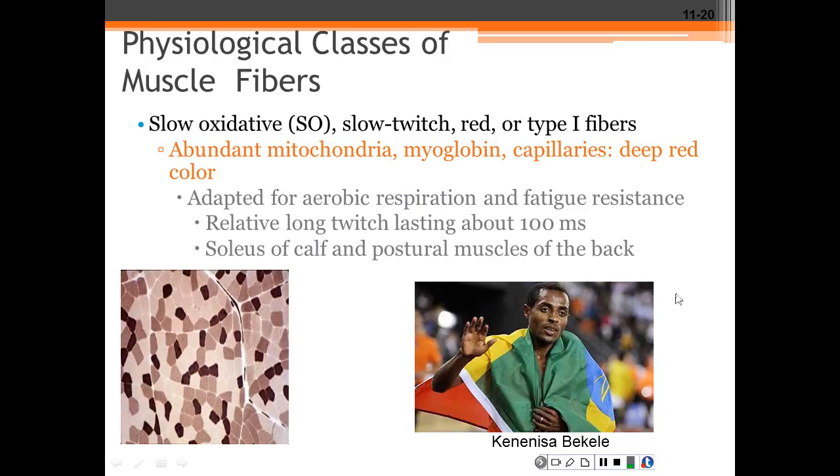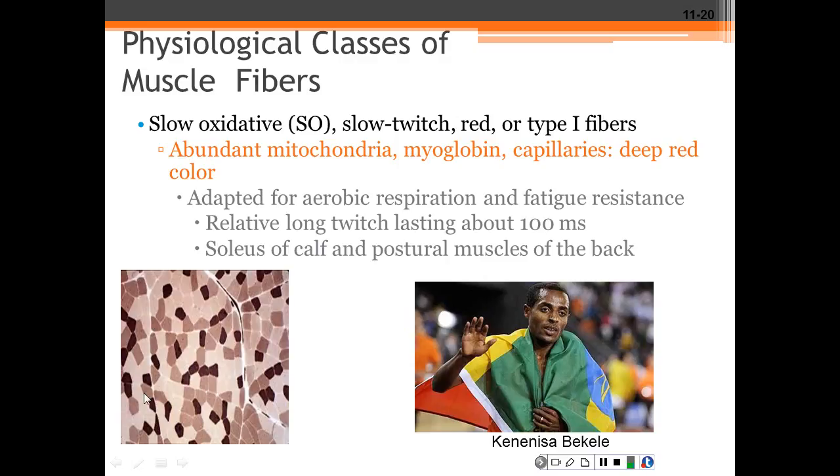So this is a Kenyan Olympic runner who won at the Olympics, in 2000. Well, this is the last Olympics. And he is an example of someone who will have these slow twitch fibers. They will have an abundance of mitochondria, myoglobin and capillaries, and, of course, theirs will be deep red in color.